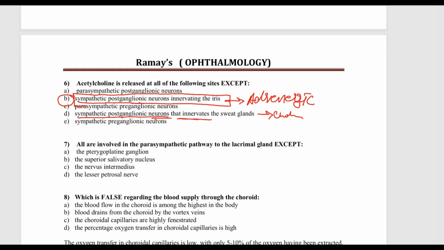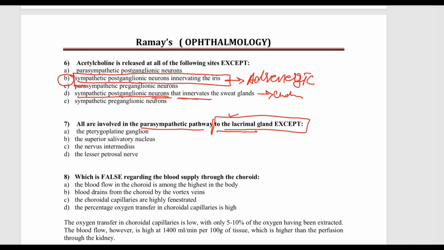The next question: all are involved in the parasympathetic pathway to the lacrimal gland. The options are pterygopalatine ganglion, superior salivatory nucleus, the nervus intermedius, lesser petrosal nerve. So here the option is lesser petrosal nerve, because the lesser petrosal nerve is not involved. Rather, the greater petrosal nerve is involved in the parasympathetic pathway. And also these structures are involved in the parasympathetic pathway.